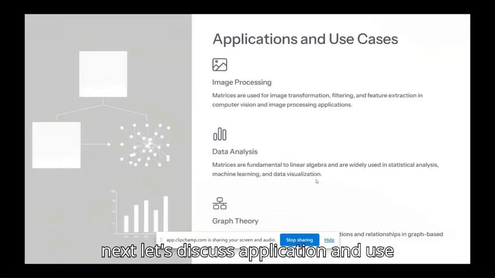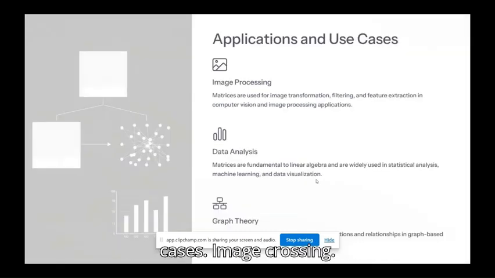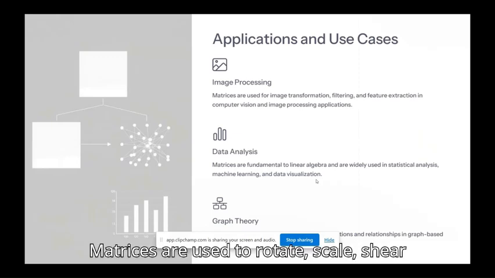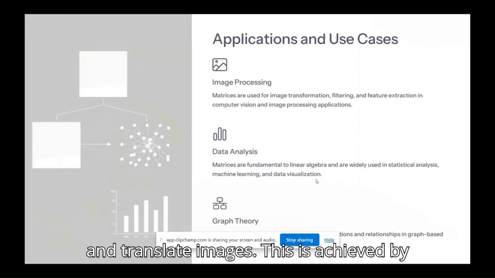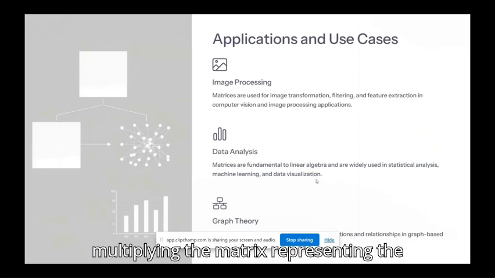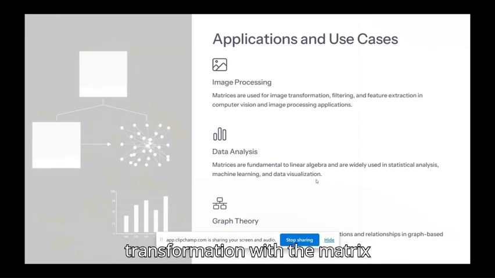Next, let's discuss applications and use cases. Image processing. First is image transformation. Matrices are used to rotate, scale, shear, and translate images. This is achieved by multiplying the matrix representing the transformation with the matrix representing the image pixels.